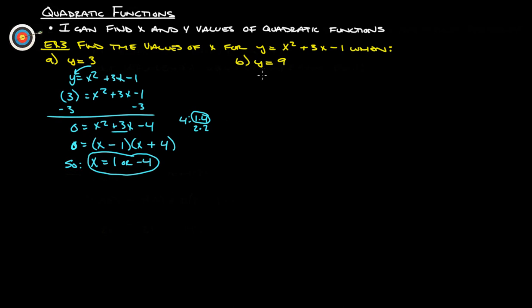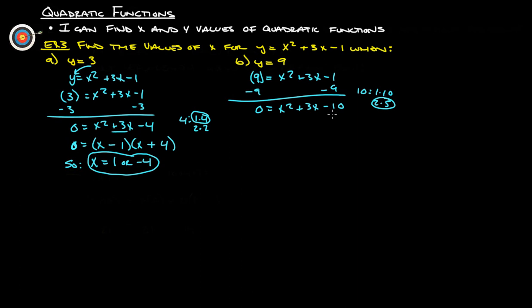Okay? And then over here we're going to do the same thing. We're going to put 9 in for y: 9 equals x squared plus 3x minus 1. We subtract 9 from both sides, so 0 equals x squared plus 3x minus 10. First we come up with the factors of 10, which are 1 times 10 and 2 times 5. Which of those have a difference of 3? Oh, sorry, not 1 and 10. 2 and 5 have a difference of 3.